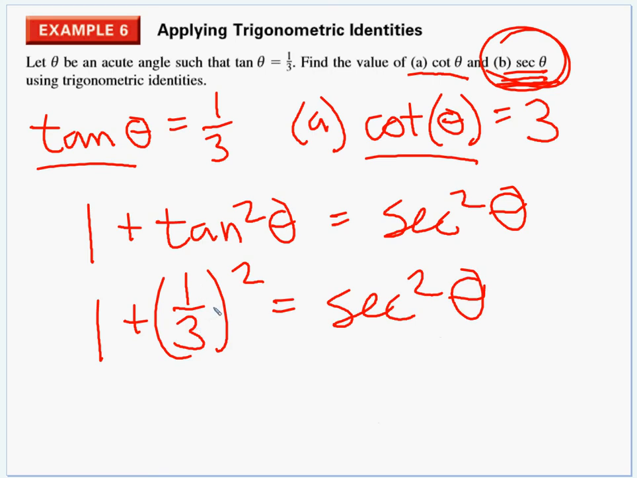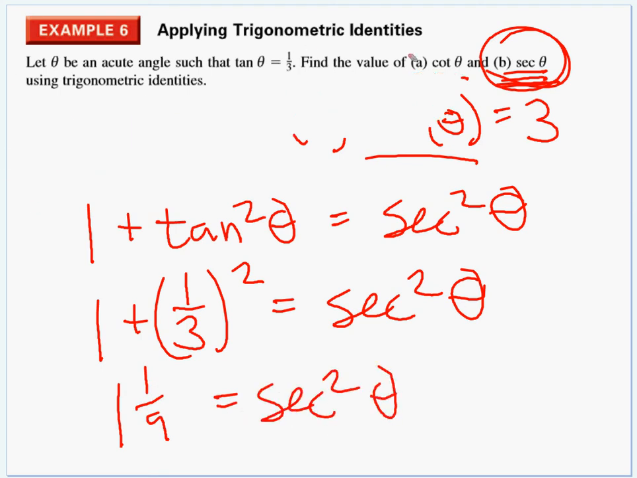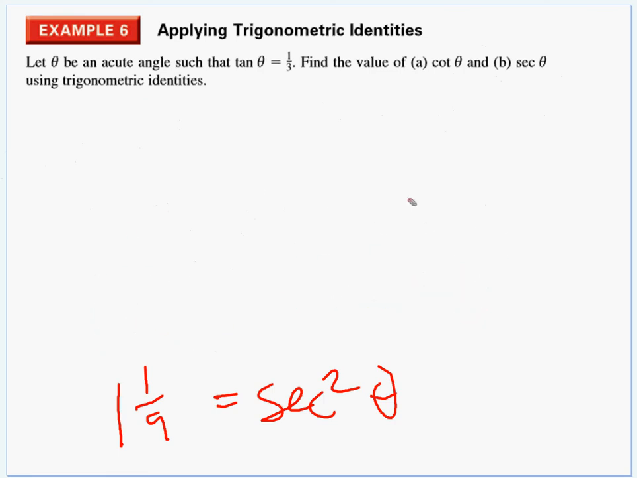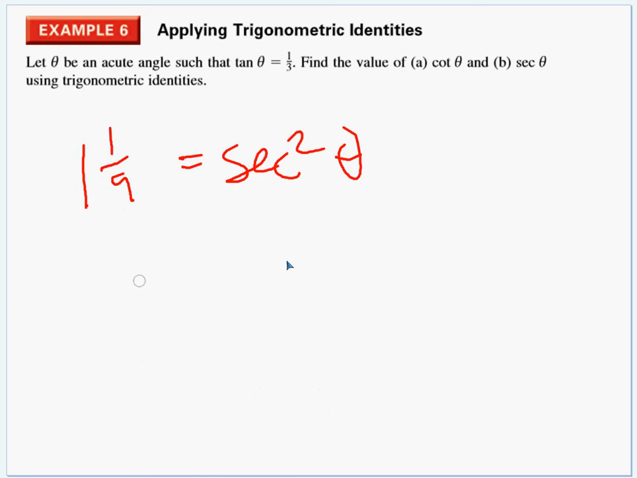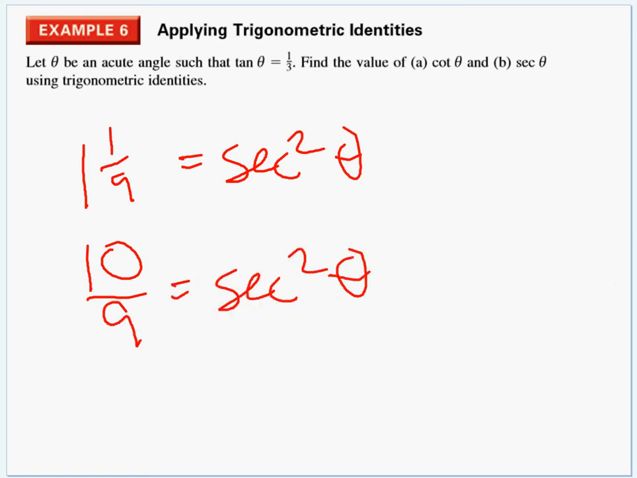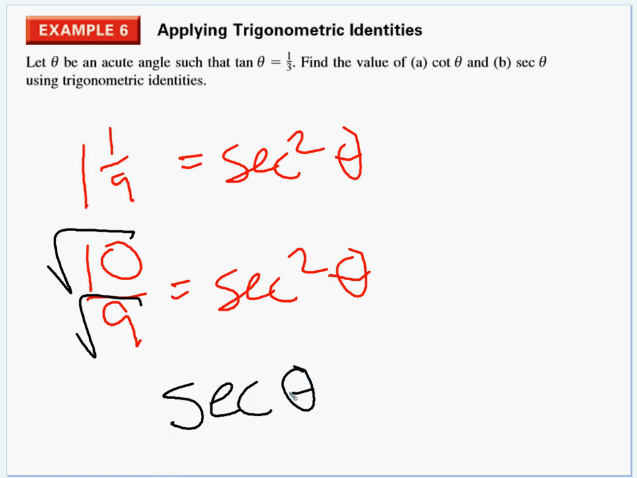1/3 times 1/3 is 1/9. So this is 1 plus 1/9, and we can just write that as 1 and 1/9 equals secant squared. Now it might be more useful, let's put that into an improper fraction. 1 and 1/9, well, let's see, multiply the 9 and 1 to get a 9, add the 1, so that's 10. 10/9 equals secant squared. And to get secant by itself, we are going to square root. I like to do my numerator and denominator separately. So we found the secant of theta is equal to the root of 10 over the root of 9, which is 3. So there's our secant.